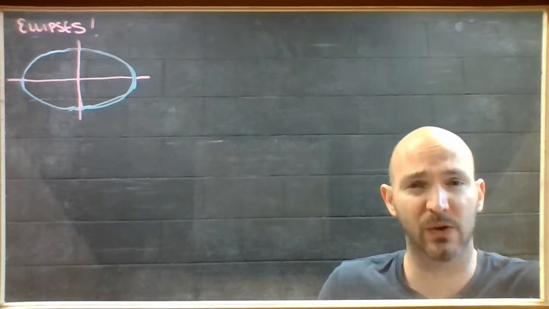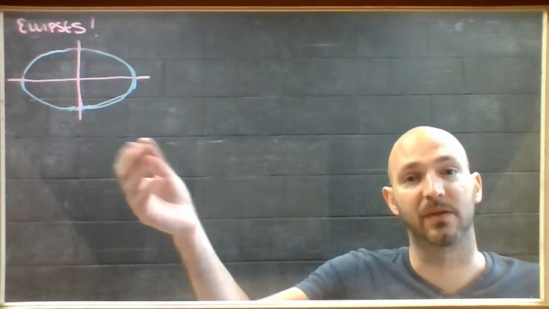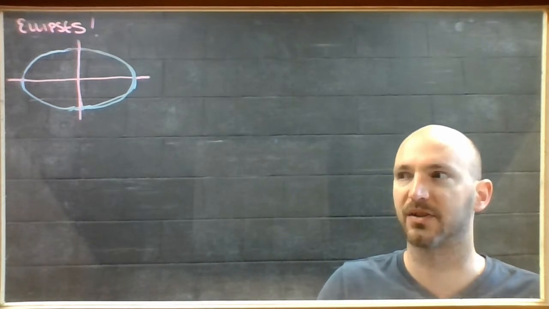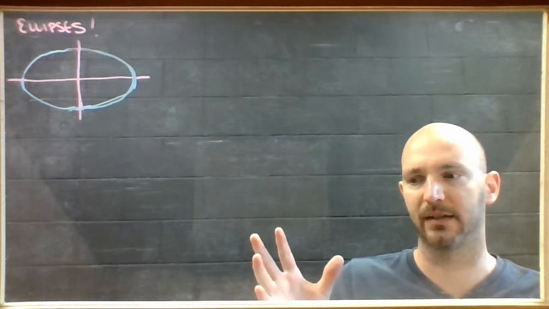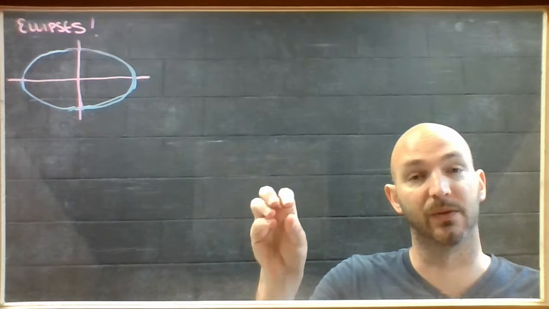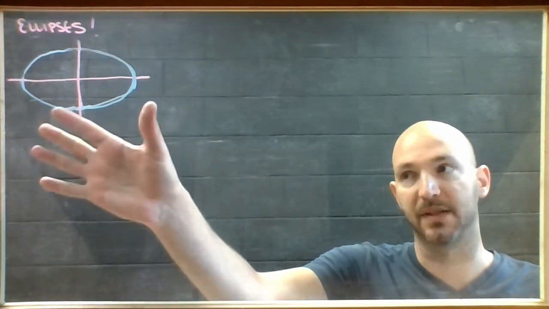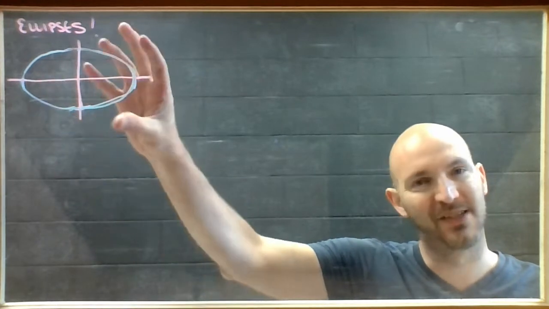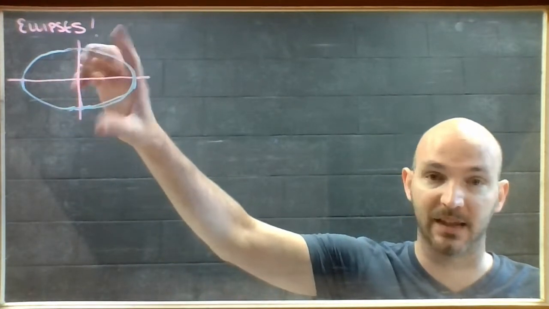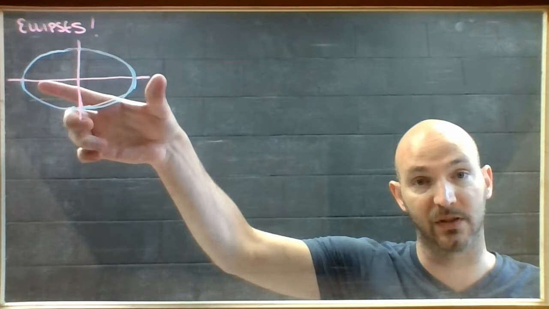In fact, a circle is just an ellipse, the same way that a square is just a rectangle. It's a rectangle that meets a certain neat little feature. So a circle happens to be an ellipse that is not squashed this way. So the width of it this way is identical to the width in that direction.